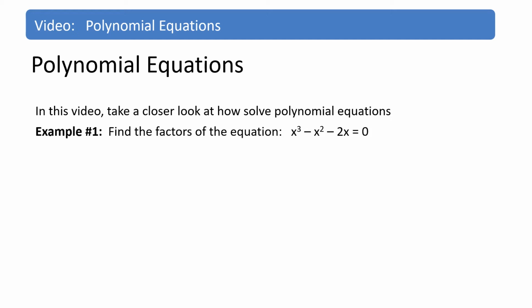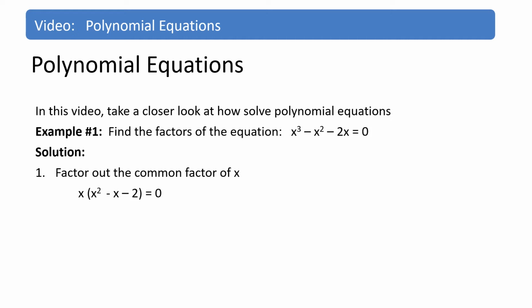Find the factors of the equation x^3 - x^2 - 2x = 0. Here is the solution. Step number 1, factor out the common factor of x. So we will get x(x^2 - x - 2) = 0.